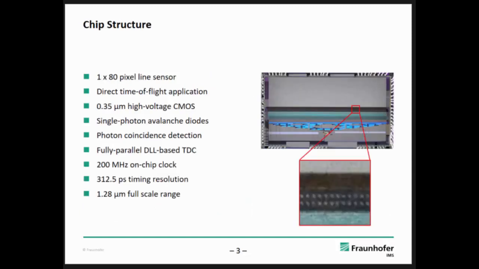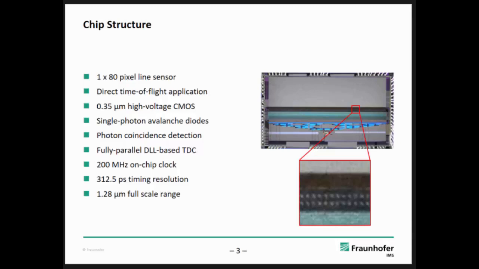So this is a micrograph of our chip. We have an 80-pixel line sensor, and the SPADs are located in the middle of the chip. Here in this version, we can see these bright dots are the SPADs of the chip. And as I said before, it's used for direct time-of-flight application. And the chip was fabricated in a 0.35 micrometer high voltage CMOS process. And for detecting the photons, we are using single-photon avalanche diodes, SPADs.